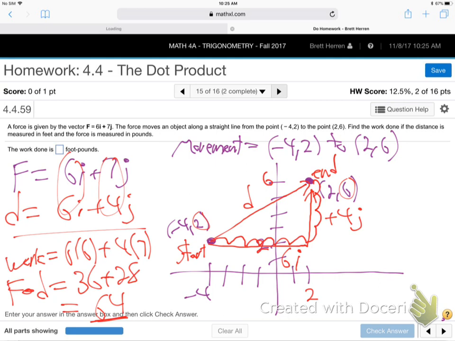So you just had to find the distance vector yourself by using the coordinates. It's all about getting that distance vector. 6i, 4j. All right, one more. Okay, Nicole.